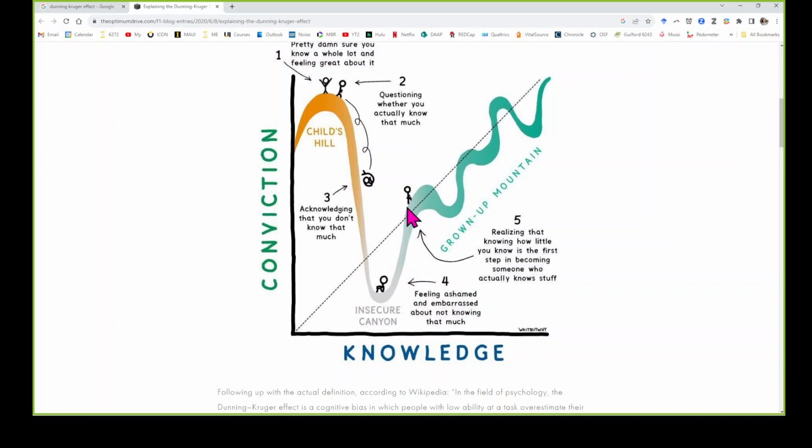But then you get up to Grown Up Mountain. And the rest of the pictures that I saw with this had this nice, smooth curve, and I like that this one is wobbly, because that is quite accurate. There are peaks and valleys of where you realize you did get something right, and then you're like, oh, no, I didn't. Back to the drawing board. Realizing that knowing how little you know is the first step in becoming someone who actually knows stuff. So thank you to whoever made this. I enjoyed this quite a bit.